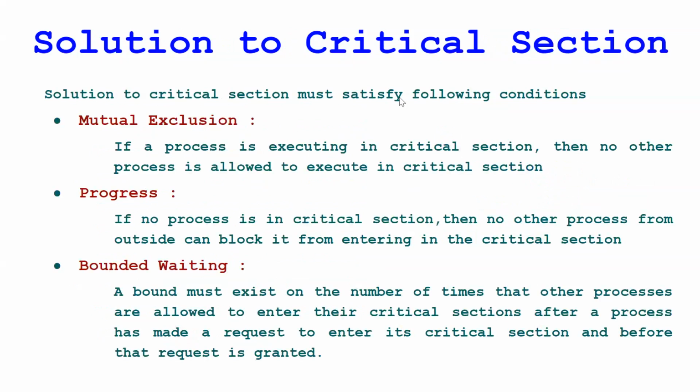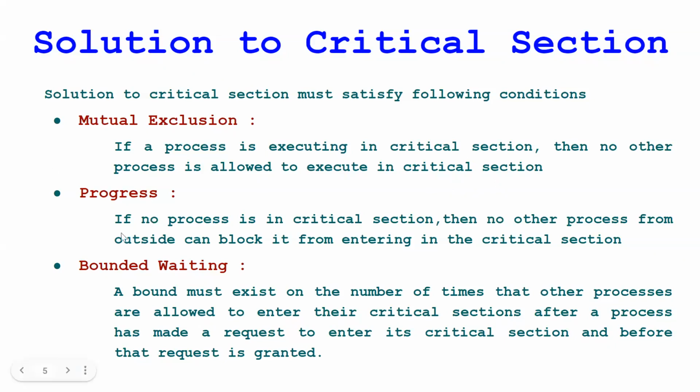So a solution to the critical section must satisfy these three conditions. First is mutual exclusion, second is progress, and third one is bounded waiting. So what is mutual exclusion? If a process is executing in a critical section, then no other process is allowed to enter into the critical section. Already I told you only one process would be there in that critical section. Other processes will not be allowed to enter. This is nothing but mutual exclusion.